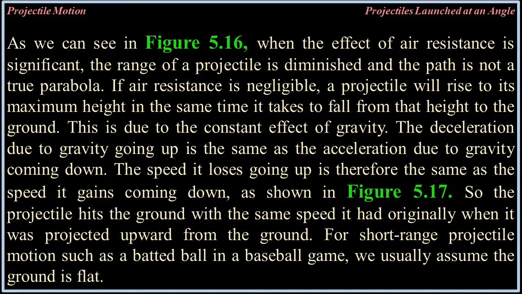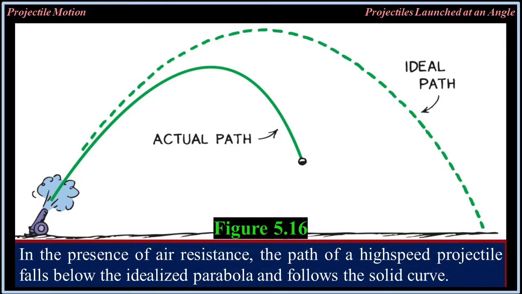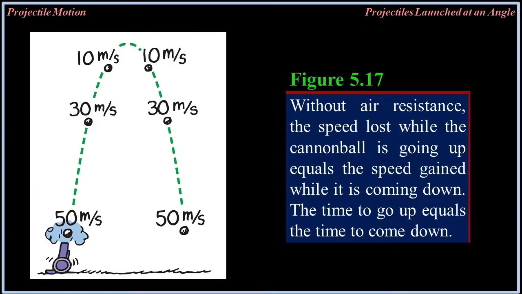from the ground. For a short-range projectile motion, such as a batted ball in a baseball game, we usually assume the ground is flat. In the presence of air resistance, the path of the high-speed projectile falls below the idealized parabola and follows the solid curve. And it can be significant depending upon the conditions.